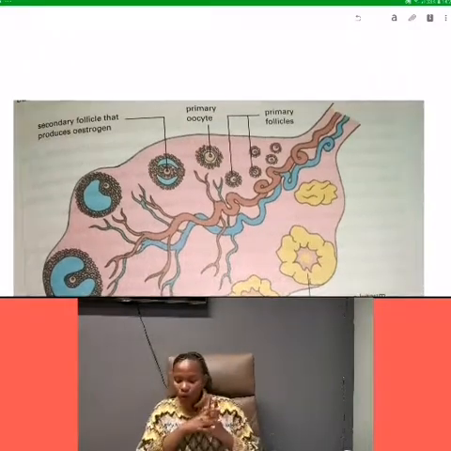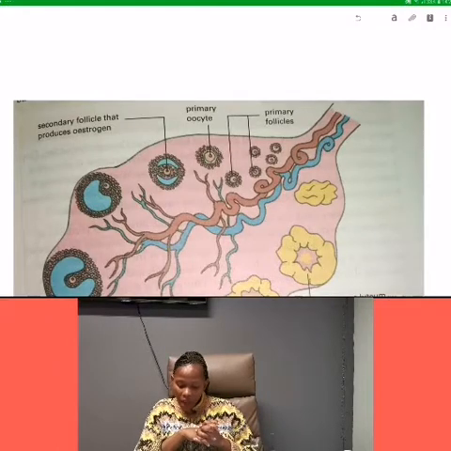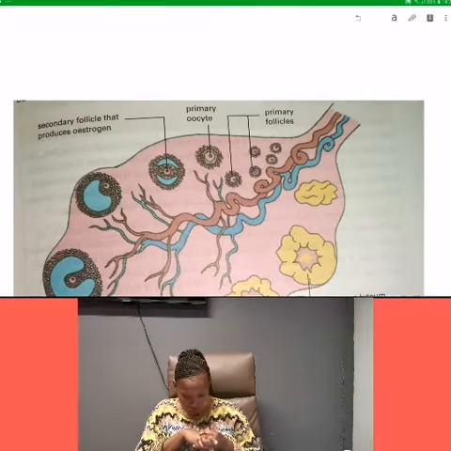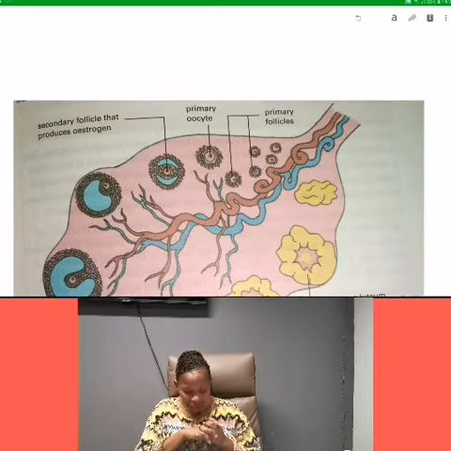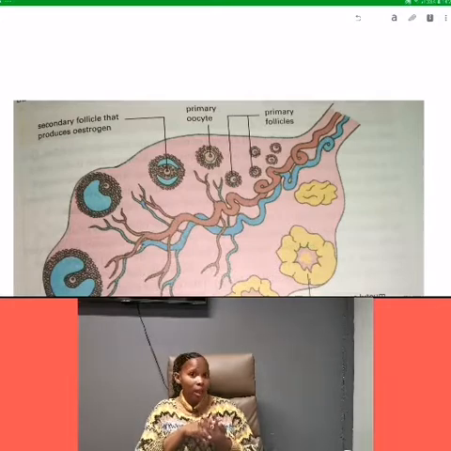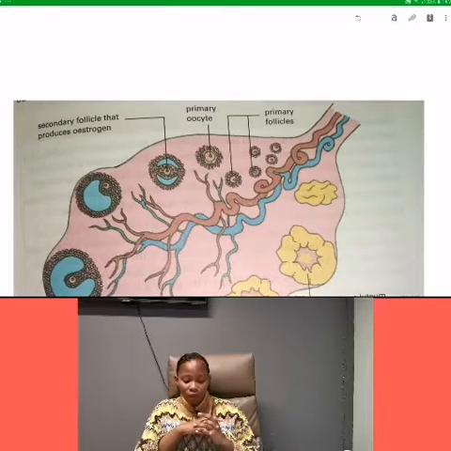Okay, firstly we're going to have a primary follicle, and then we have a primary oocyte, and then we have a secondary follicle that produces estrogen. So now we're going back to the hormone changes. Do you remember I talked about estrogen? So where is it produced? It is produced at the secondary follicle.